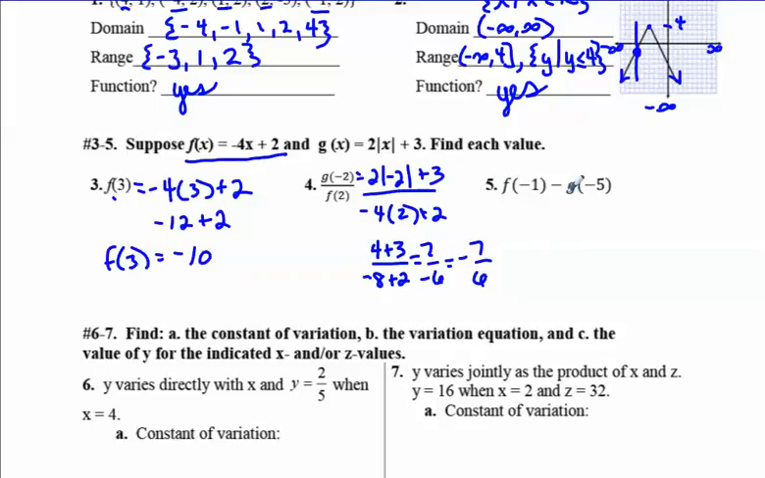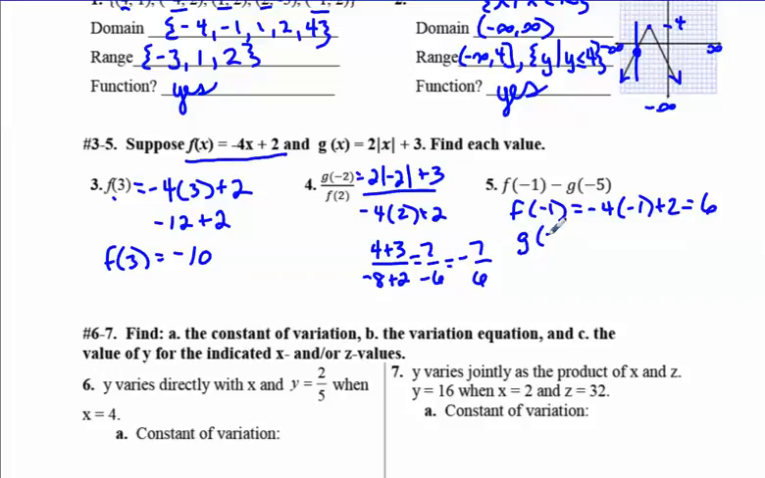In problem 5, we're going to find the difference between two values. So f of negative 1 is negative 4 times negative 1 plus 2. Negative 4 times negative 1 is 4, plus 2 is 6.